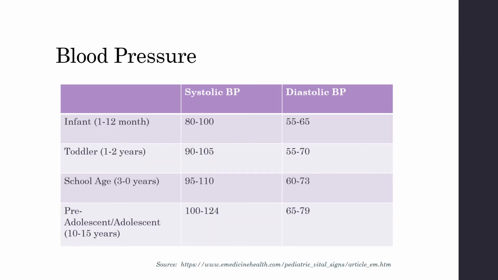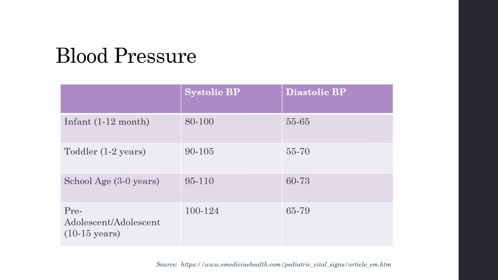This is just a chart to show you some of the normal values of blood pressure in infants, toddlers, school age, and then older kids. So you can see in our infants that their systolic blood pressure is quite low, as well as their diastolic. So it's not uncommon to see a fairly low blood pressure in our young babies. So don't freak out if you're seeing an 85/60 blood pressure in an infant. That is still falling within normal parameters of those vitals.